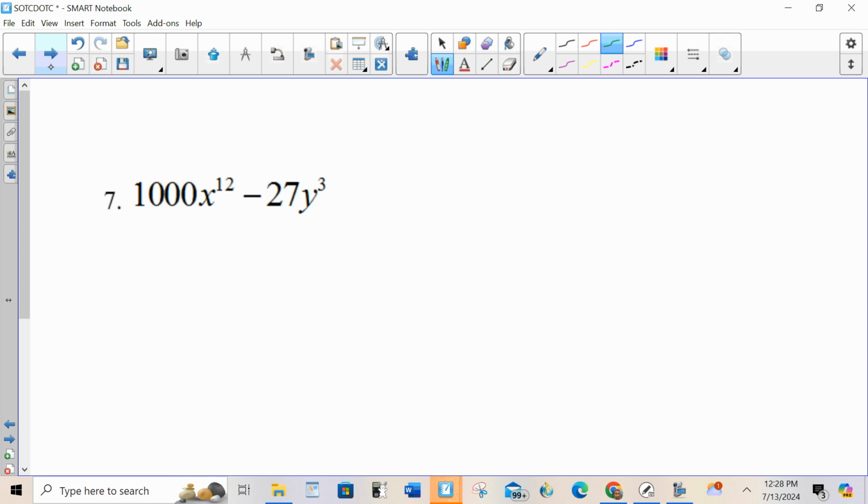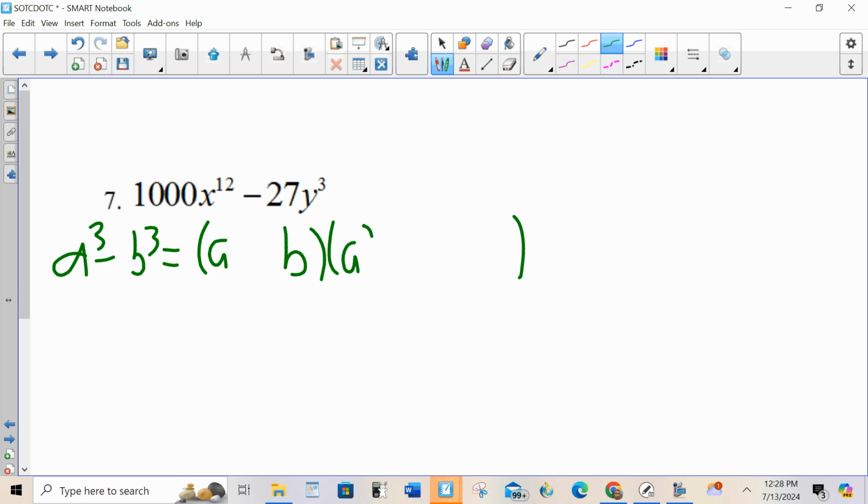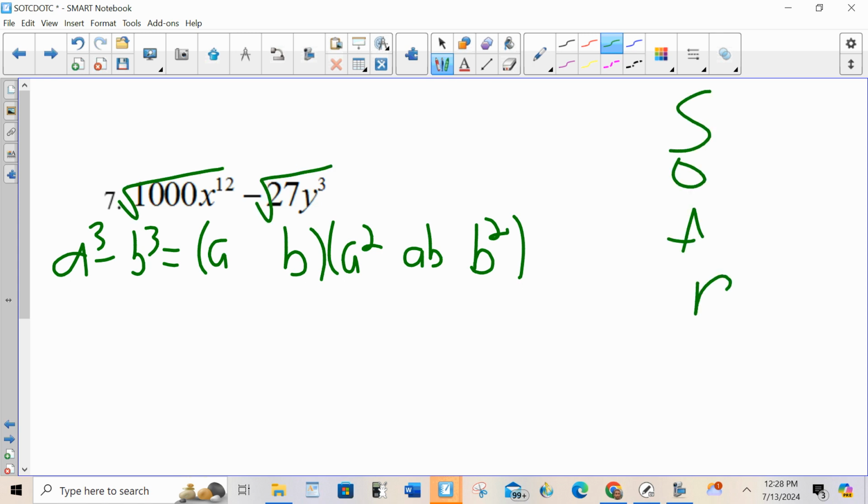Let's do number 7. Is there a GCF? No. Two terms. Perfect squares? Well, the first one is not a perfect square. They're both perfect cubes. So, a cubed minus b cubed equals small parenthesis, large parenthesis, (a, b)(a², ab, b²). SOAP. Same, opposite, always positive. a and b are the cubed root of each.